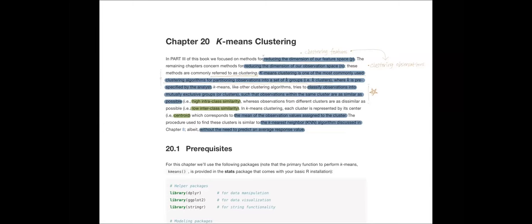Okay, so hello everyone, and today we're going to cover chapter 20, which is K-means clustering. This is one of the interesting chapters, especially for me personally, because this method is commonly used as one of the emerging machine learning techniques in my field, urban planning. So I found it very interesting to read this chapter. I have a little bit of prior knowledge about K-means clustering. So I'm going to explain chapter 20.